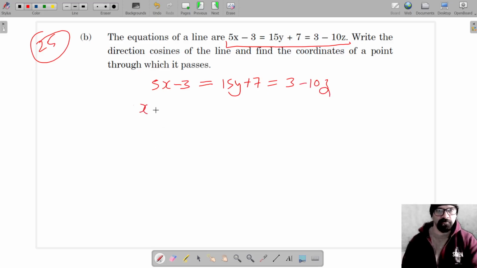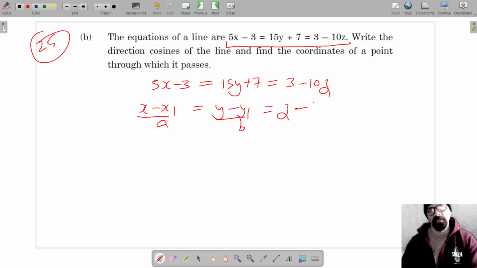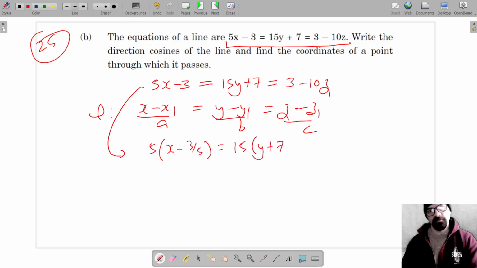Now let's try to get this in the standard form, which is x minus x1 by a is equal to y minus y1 by b is equal to z minus z1 by c. This is the standard equation of the line in the Cartesian form. So if I take 5 common here, this is now x minus 3 by 5. And let me take 15 common, which is y plus 7 by 15 is equal to, let me take negative 10 common here, so this becomes positive, so this is z minus 3 by 10.